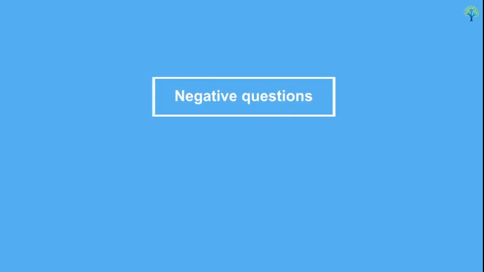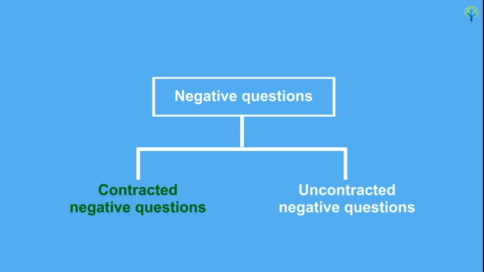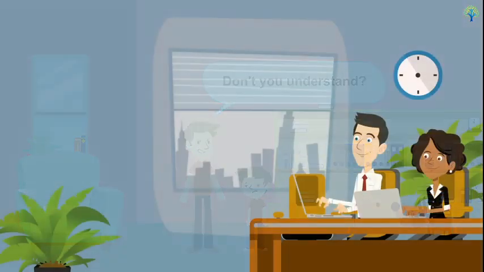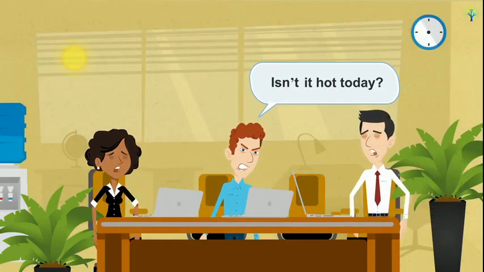There are 2 types of negative questions: contracted negative questions and uncontracted negative questions. Let us look at the sentence formation of contracted negative questions. Begin with a negative contracted word like don't, won't, or isn't. Add the pronoun or noun followed by the verb. For example, don't you understand? Or won't you sit down? Or isn't it hot today?